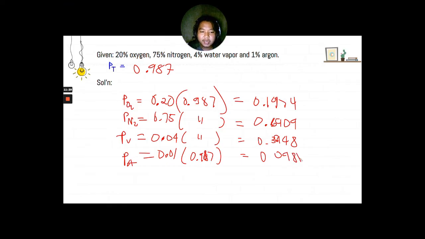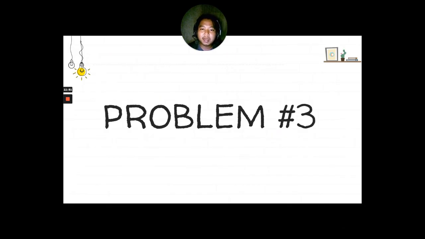Very good. So, there you have it, the four partial pressures of the components of our atmosphere. See, we didn't need any of the partial pressures because the percentages are actually given. Let's proceed with problem number 3.